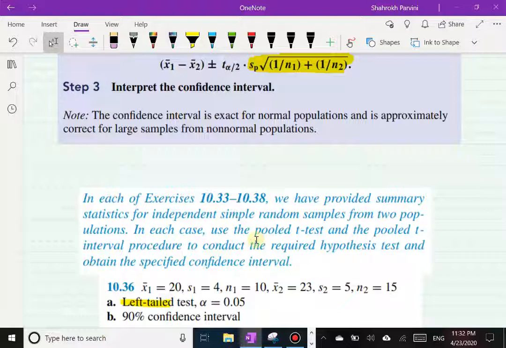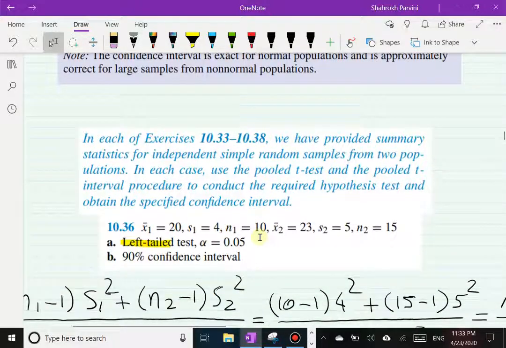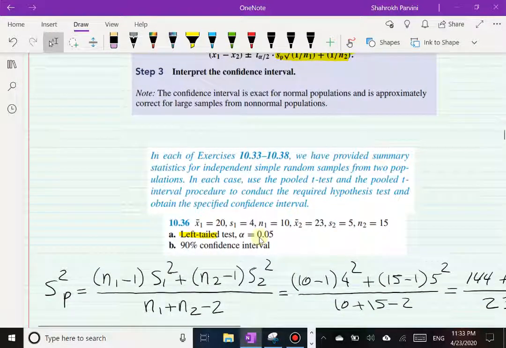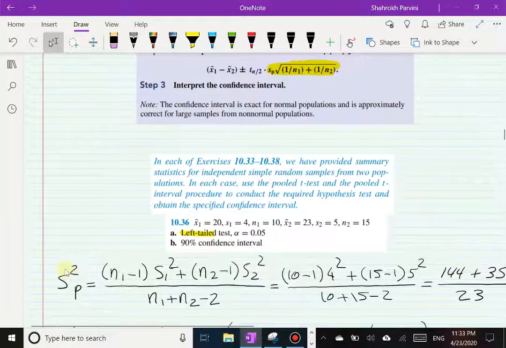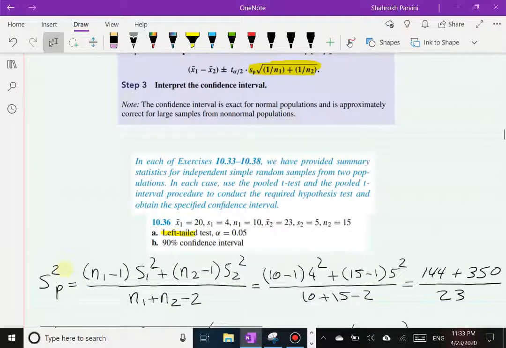So in this exercise number 36, the question reads, we have provided summary statistics for independent simple random samples from two populations. In each case, use the pooled t-test and the pooled t-interval to conduct the required hypothesis test and obtain the specified confidence interval. So first, we're going to do the hypothesis test. Now, whether you do the confidence interval or hypothesis test first doesn't matter. We have to go through computation of the pooled variance. So I just used the numbers that we were given, and here's how I calculated our pooled variance.